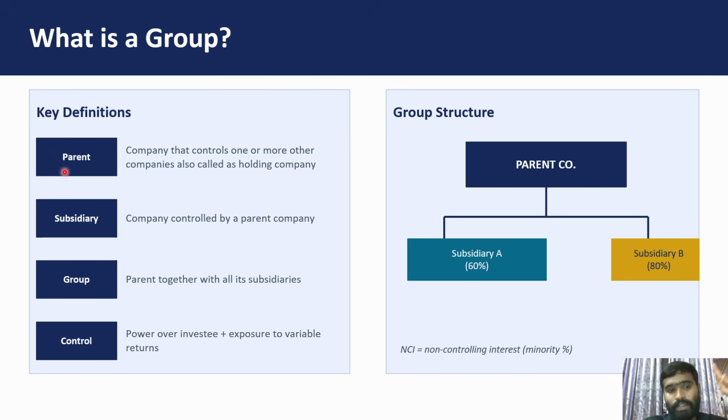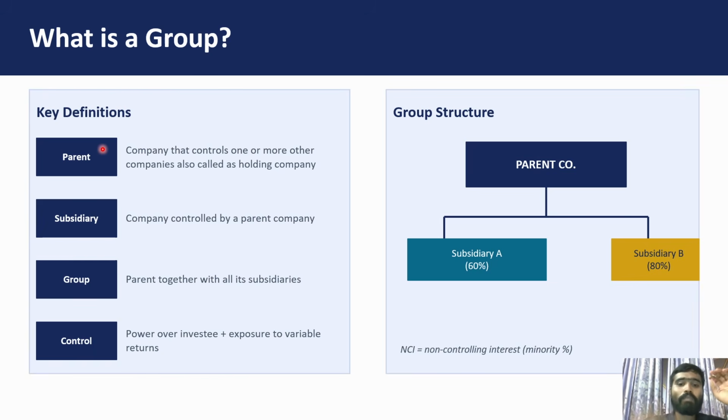First is parent. A parent company is the one who holds or controls the other company, like parents control us. And parent will always control the children. Here children we will call a subsidiary. So a subsidiary company will have its own business, it will have its own management, but it is controlled by another company called a parent.